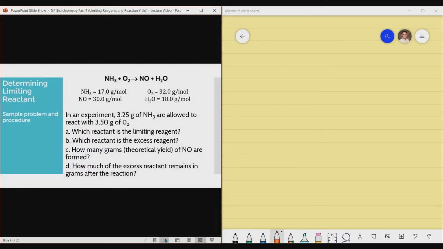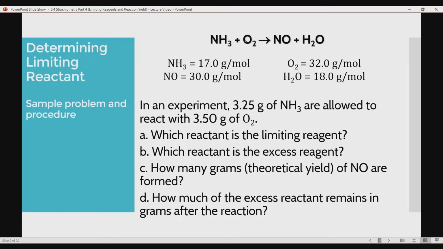Now, let me show you a sample problem and the procedure. So this is the problem. We have here the chemical reaction as well as the molar masses for each substance. No need to compute for the molar masses because they are already provided. And then we have here the question. In an experiment, 3.25 grams of NH3 are allowed to react with 3.50 grams of oxygen gas. So, the reactant side. These are the questions. Which reactant is the limiting reagent?